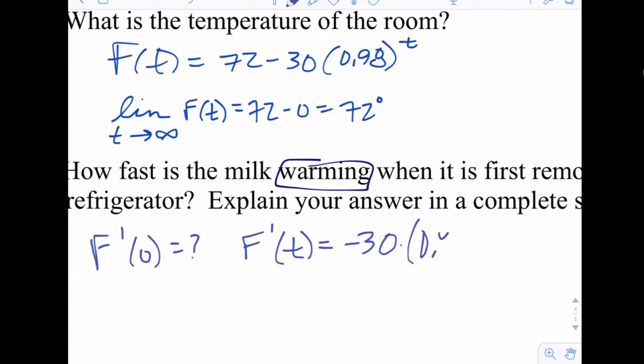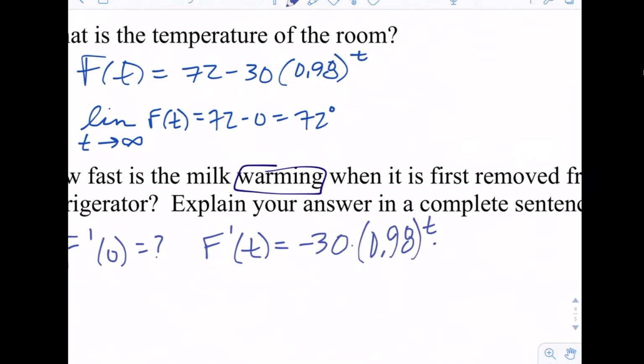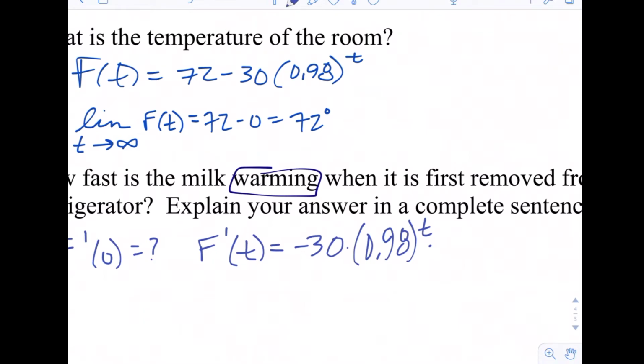Yes, itself, right? 0.98 to the t-th power. Chain rule. Oh, no, you can't go 30 times t times 0.98 to the t minus first power. The power rule doesn't work. Why? Because this is exponential. So 72 goes to 0, negative 30 goes along for the ride.